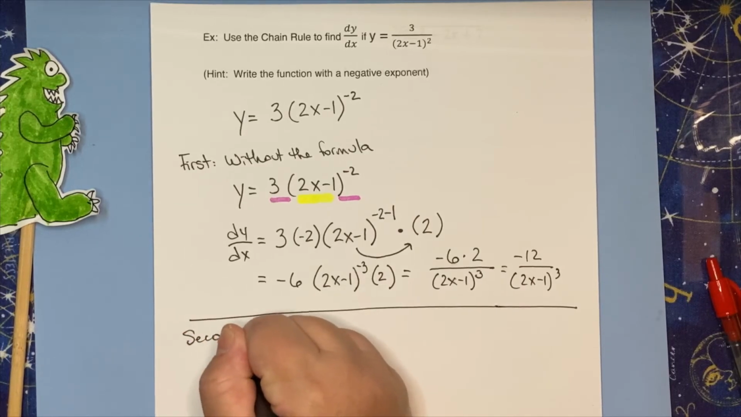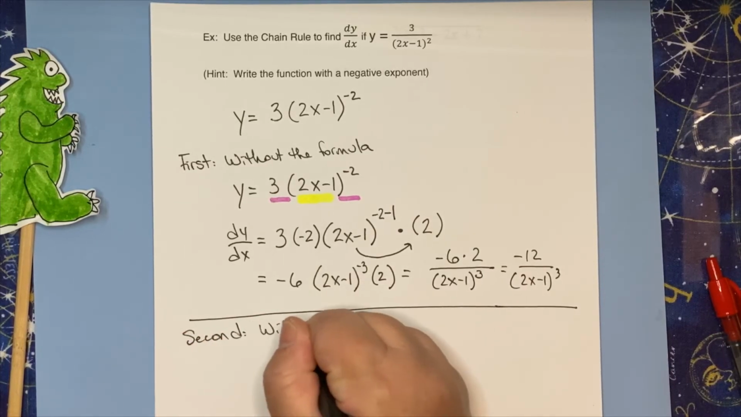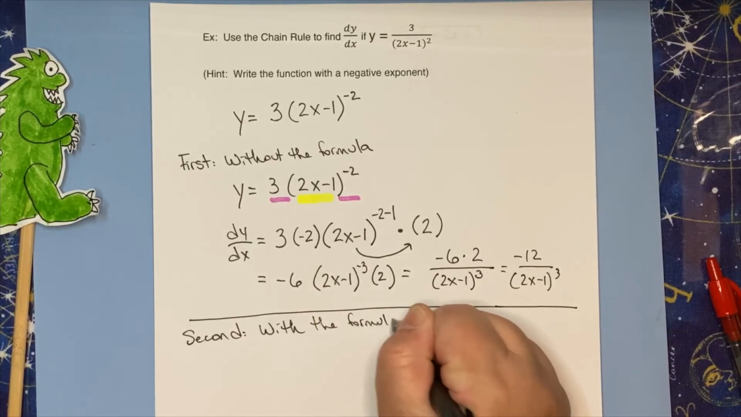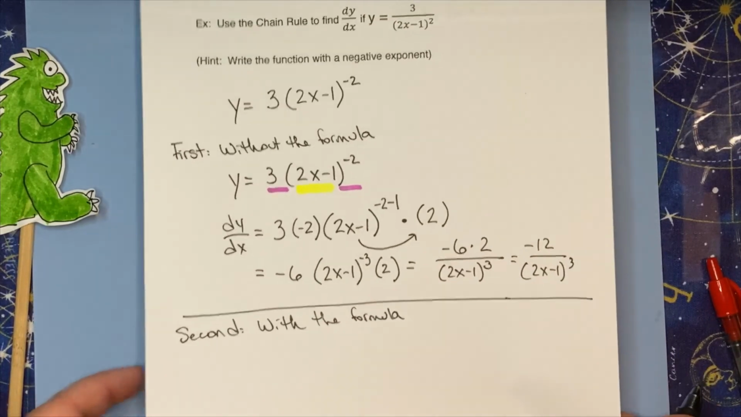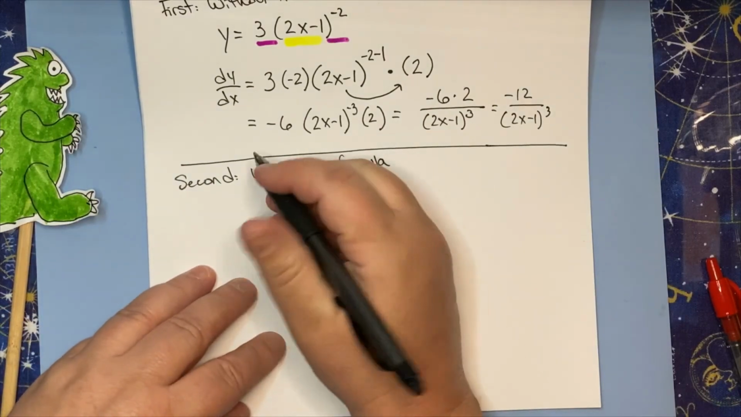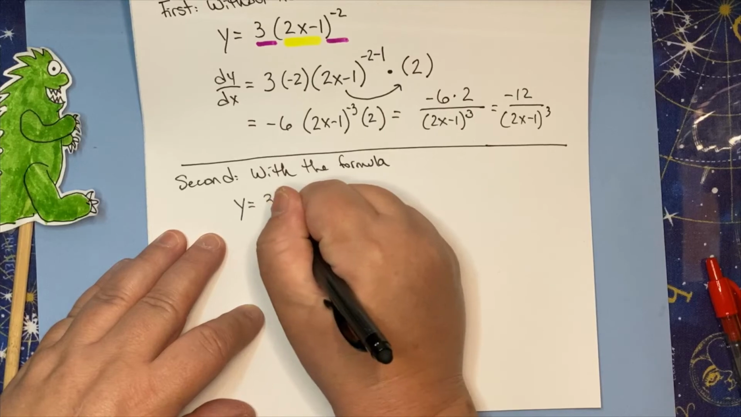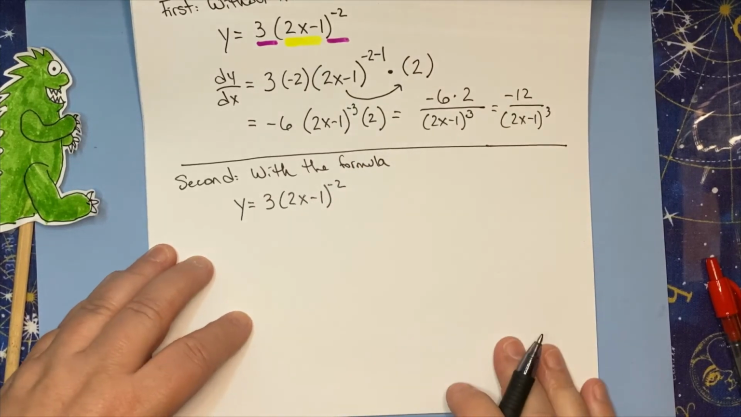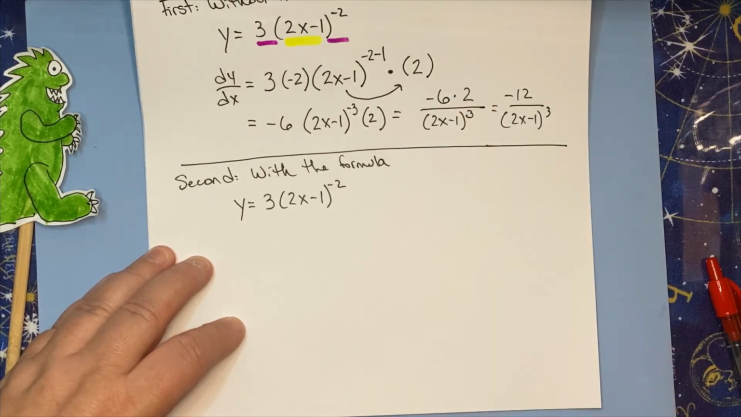Second version with the formula. The formula is really formal, and so some people right off the bat are going to hate it, and some folks right off the bat are going to love it. And so it's a hard one. So you'll have a choice.